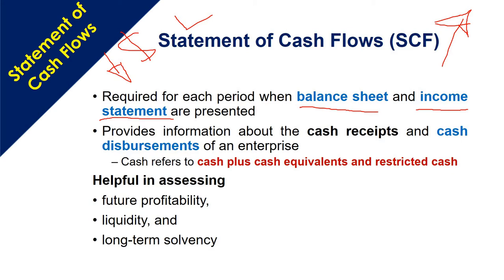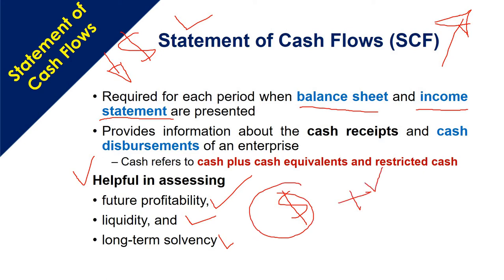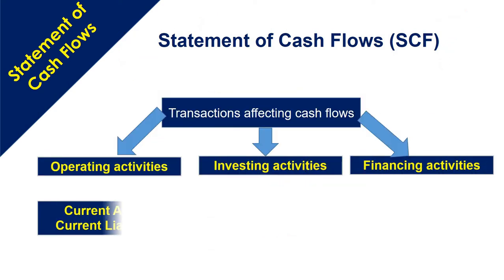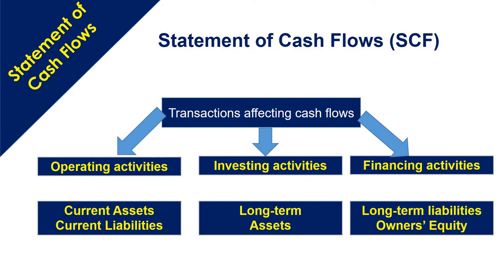This cash flow statement is helpful for assessing future profitability, liquidity, and long-term solvency. If you have more money, it has both a positive and a negative side. There are three types of activities that affect the company's cash flow: the first is operating activities, the second is investing, and the third is financing activities.